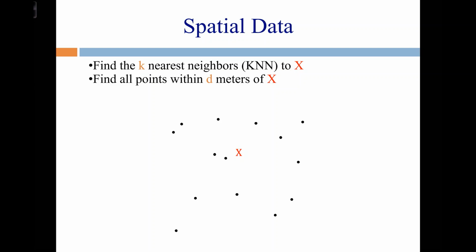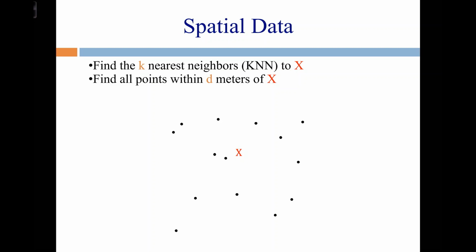So KNN would be, say K is 3. I would want this point, and then probably like that one would be the 3 nearest points. Or if I wanted all points within D meters of X, you know, draw a circle, and pretend that's actually a circle with whatever radius you're interested in, and then any point that lies in that circle is your answer. So how do we do that efficiently?